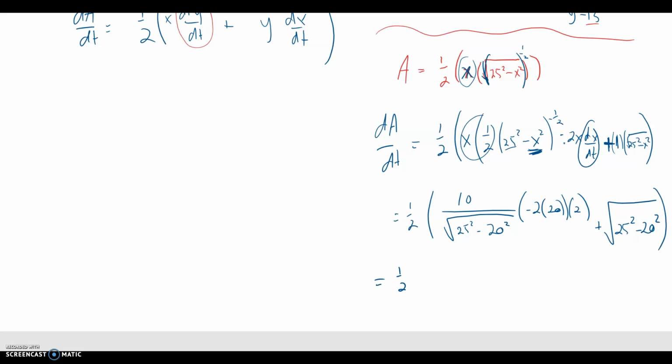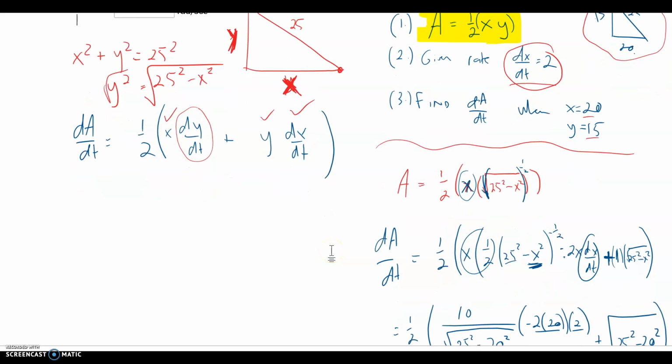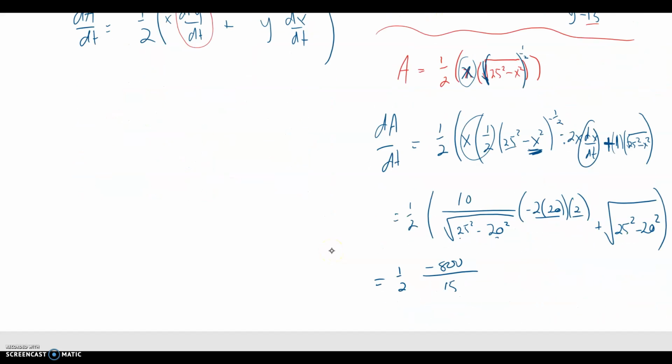So I got a 1/2 times negative 800, all over this, which should just be 15. It's basically the third side of the triangle for that moment in time. 25 squared minus 20 squared is 15 squared, and the square root is 15. Same thing here, this should be 15, and my 1/2 is out here. And there's your answer. Whatever that reduces to is what you should get for your dA/dt. That was a trick one.